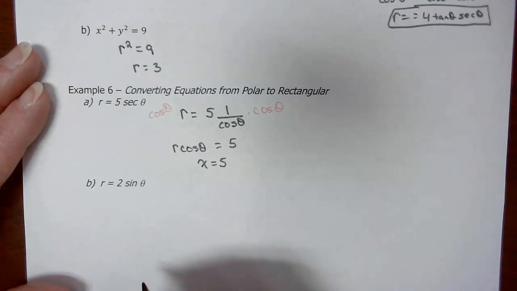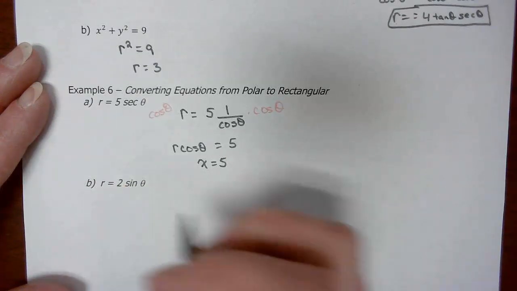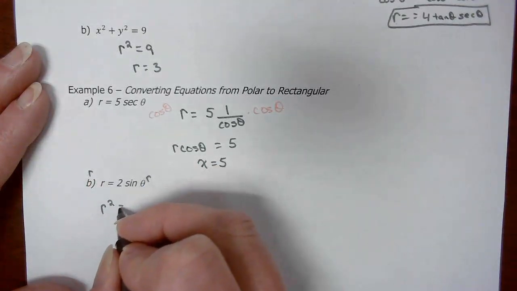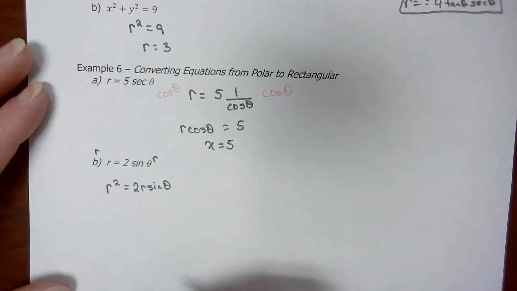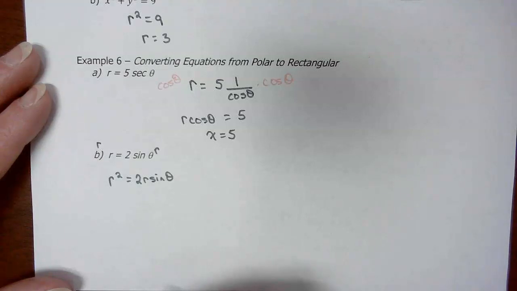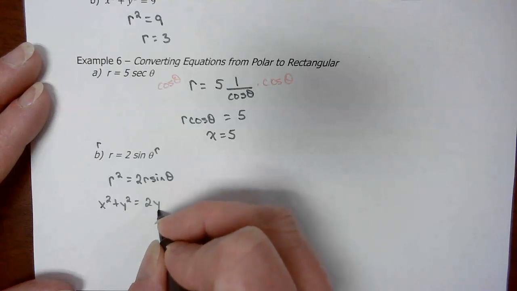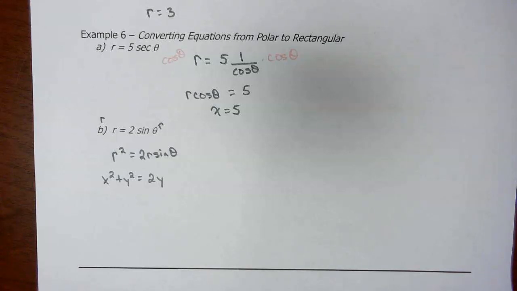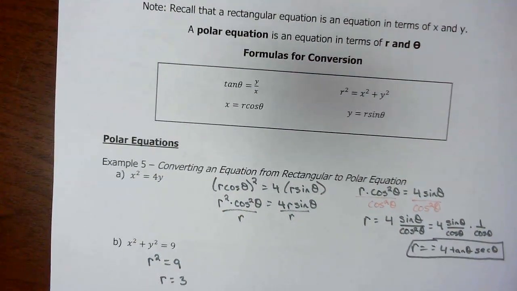Okay. R equals 2 sine theta. Well, I'd really like that to be an r there. I'll just multiply both sides by r. And now I've got r squared equals 2r sine theta. Well, this is x squared plus y squared equals 2y. And I've got it only in terms of x's and y's. I've done my job. And that's all in 5.1.